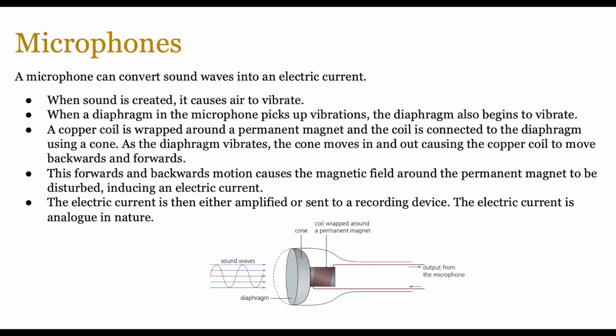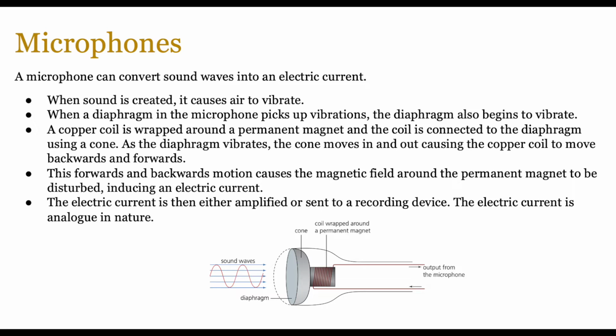So when a sound is created, for example, I'm speaking right now, it's causing the air to vibrate, and this vibration is being picked up by the diaphragm in the microphone, which then begins to vibrate. There is a copper coil wrapped around, again, a permanent magnet, and the coil is connected to the diaphragm. As the diaphragm vibrates, the cone moves in and out, causing the copper coil to move backwards and forwards. And this motion again causes a magnetic field around a permanent magnet to be disturbed, which induces an electric current.